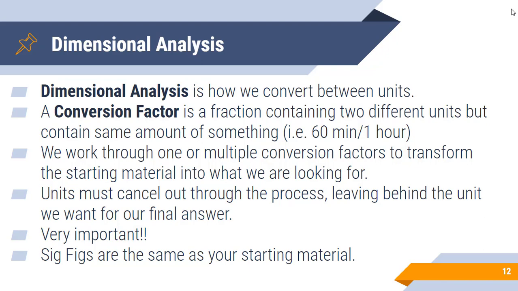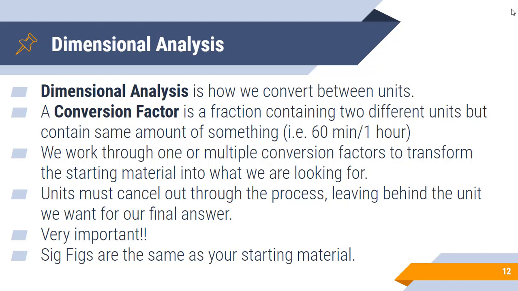We work through one or multiple conversion factors to transform our starting material into what we are looking for. So if we can't get there in one step, we may have to do multiple steps in order to achieve what we are looking for. The units must cancel out through the process, leaving behind the unit we want for our final answer. And you'll see how that process works in just a moment. Again, this concept is very, very important, as we will be utilizing this in a variety of different math problems that you'll find in this chemistry class.